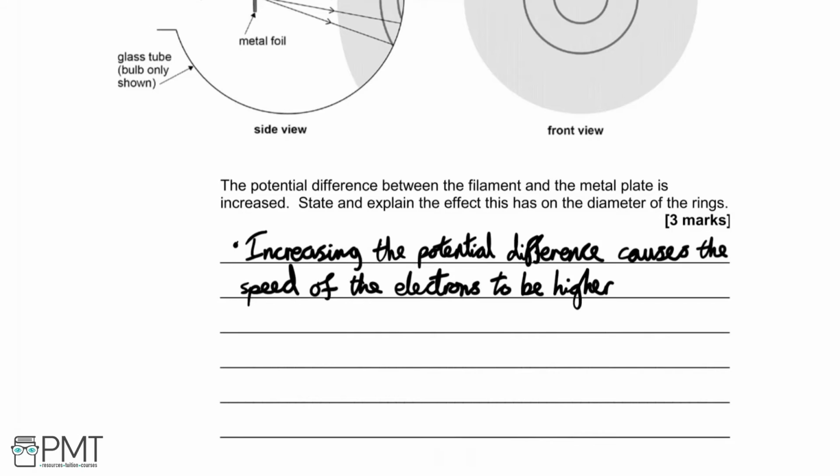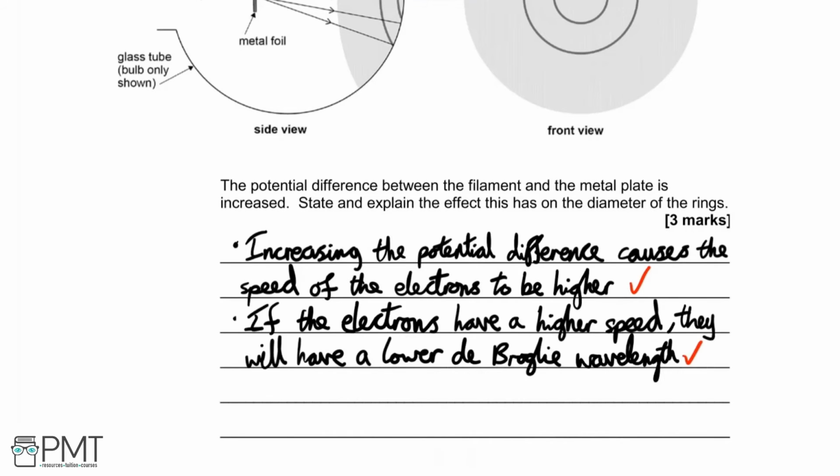And that's going to be your first mark. Your second mark is going to be for saying that the higher speed of the electrons will mean that they have a lower de Broglie wavelength. Remember, the de Broglie wavelength is inversely proportional to the speed of the electrons. And then your third mark is going to be for saying that if the electrons have a lower de Broglie wavelength, they won't diffract as much. And that will mean that the rings become smaller.